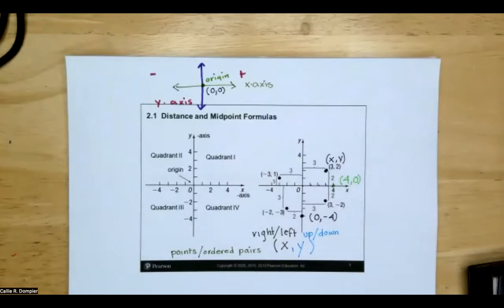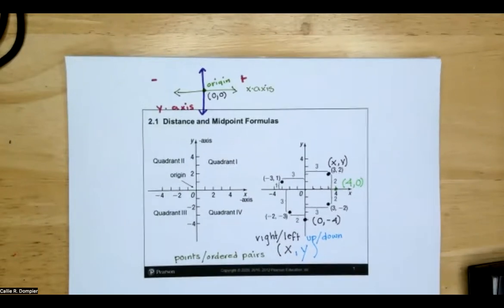So make sure you understand graphing points. Everything from Unit 2 comes from graphing points. It's going to take me a second.